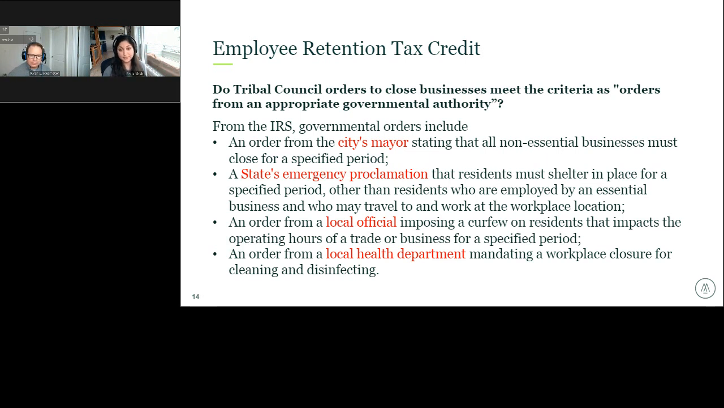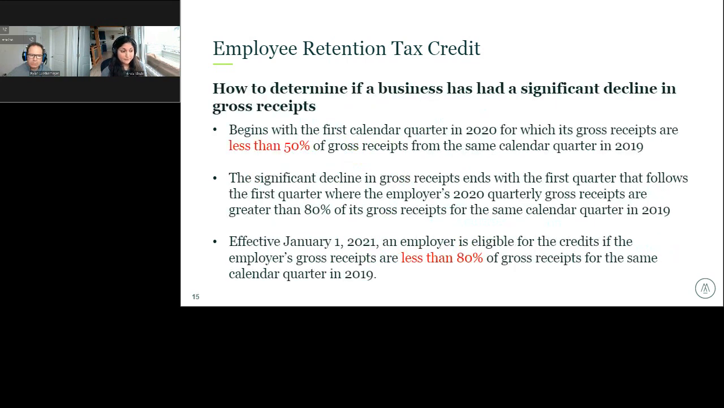There are these criteria to be eligible for ERTC: the full or partial closure under these government orders. The second criteria under ERTC, so it's either full or partial closure, or if your tribal business or tribal operations has experienced a significant decline in gross receipts during a calendar quarter in 2020 compared to 2019. This can get a bit tricky.